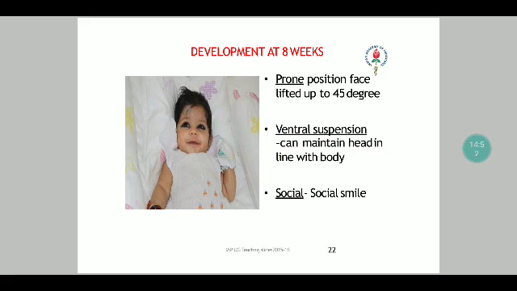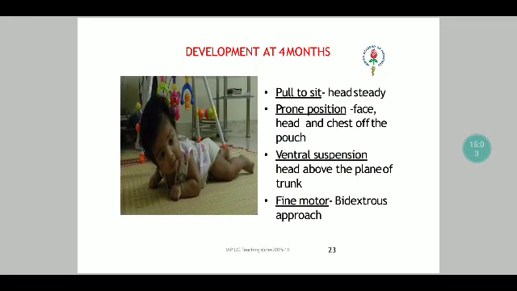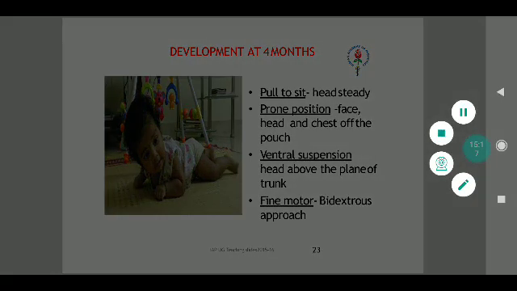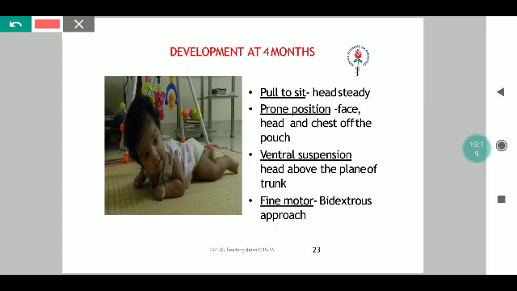in the prone position, the face will be somewhat lifted towards 45 degrees and ventral suspension is maintained with the head in line, and social smile occurs by 8th week of life. That is what is seen in this image. Subsequently, at 4 months, when the same child grows up, a pull-to-sit maneuver will show the head is steady, and in a prone position, the face, head and chest are lifted off the couch, whereas the rest of the body remains in contact with the ground. So you can see here, this portion is in contact and this portion is lifted.